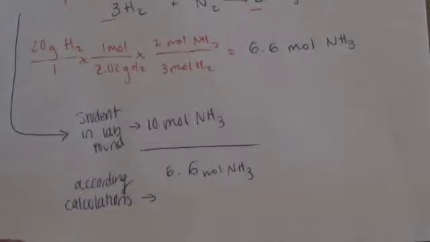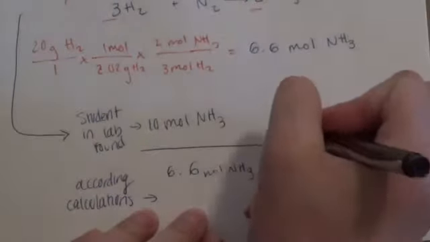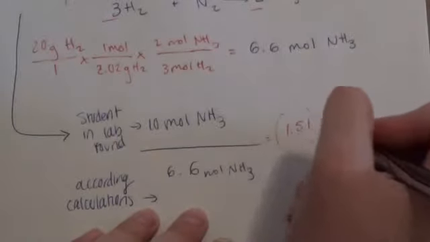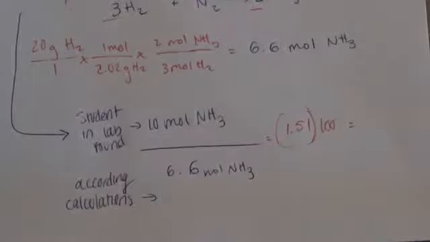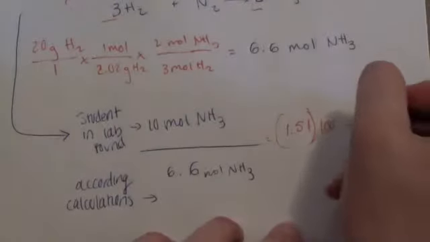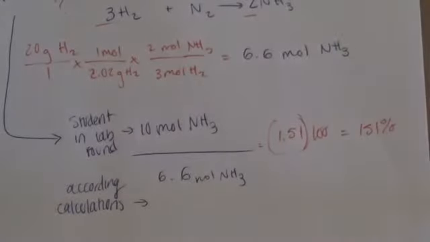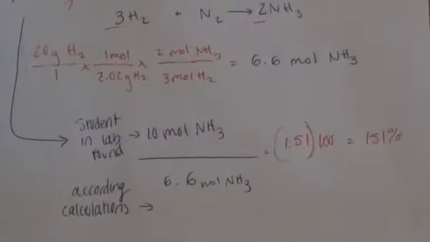So you're going to divide those, so 10 divided by 6.6. You're going to get 1.51, and in order to turn that into a percent, multiply it by 100, and you're going to get your 151% yield. So in this particular case, the student did a very good job and was overly efficient.